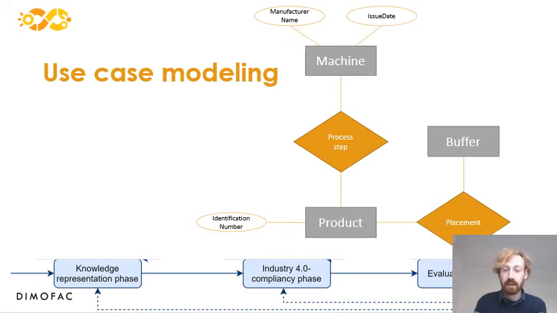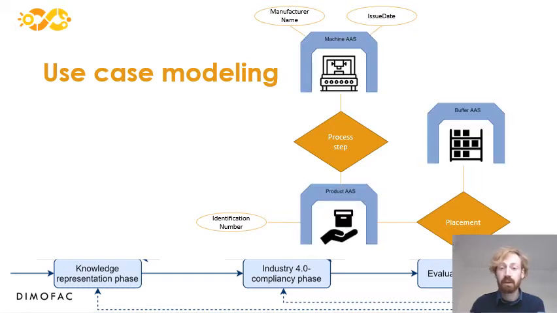And this separates the concerns of modeling the scenario and implementing it. The Industry 4.0 compliancy phase will involve turning this conceptual model into one containing the specific AASs for each asset in the factory. And it also consists of adding the various submodels of the various functionalities to it.